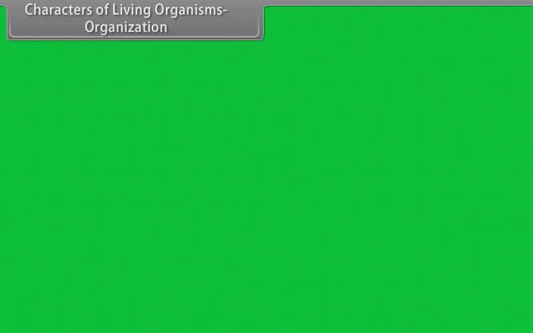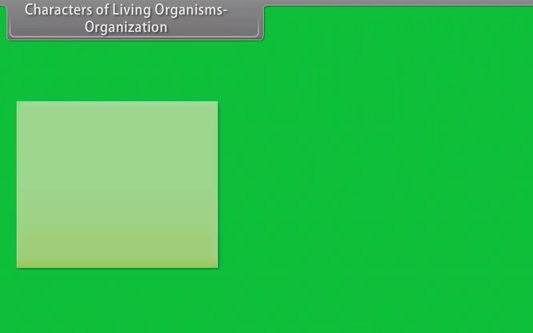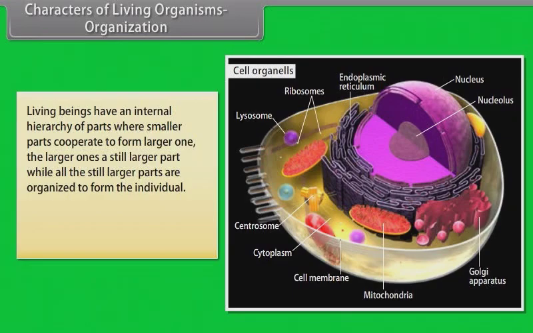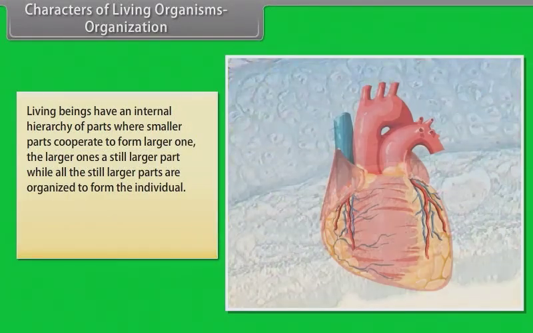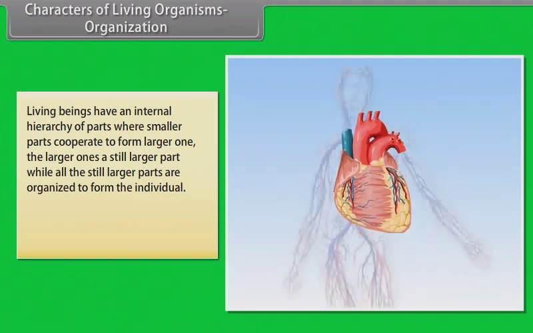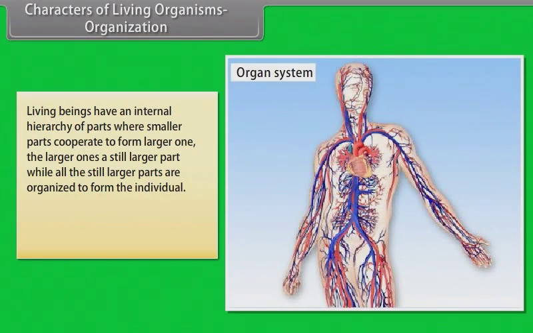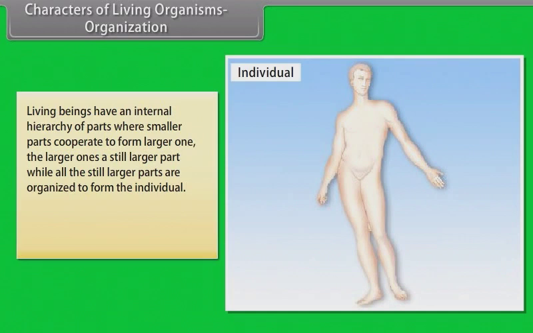Characters of living organisms. Organization. Living beings have an internal hierarchy of parts where smaller parts cooperate to form larger ones. The larger ones form still larger parts, while all the still larger parts are organized to form the individual. Because of this organization, living beings are also called organisms.